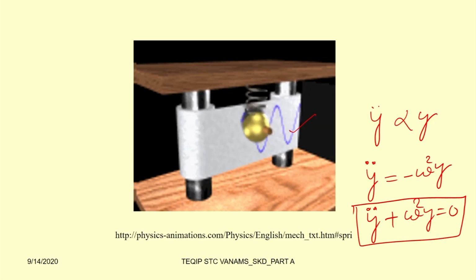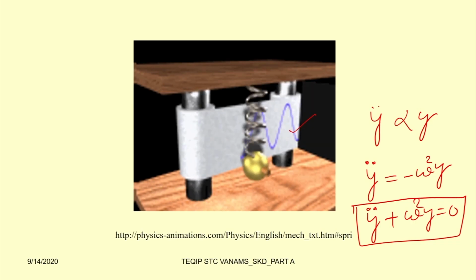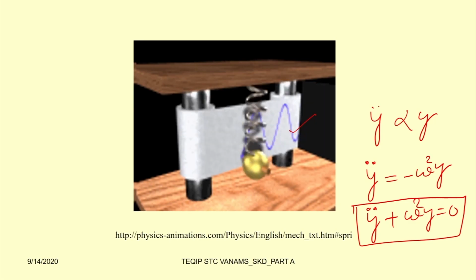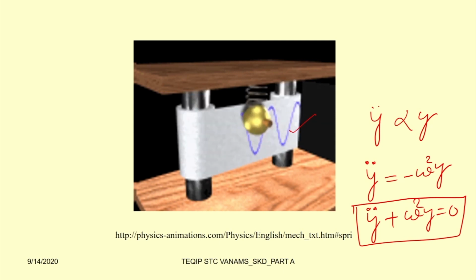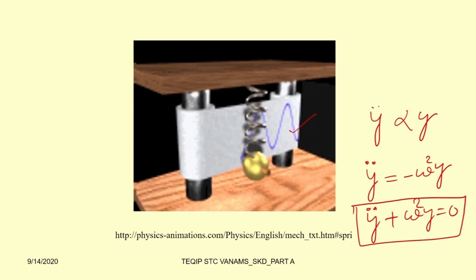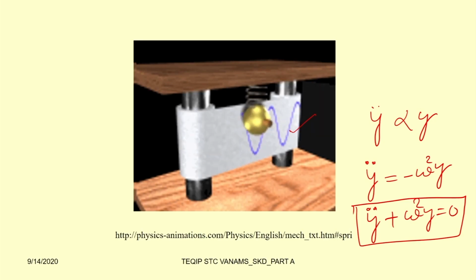If the spring is not a linear spring, then the response no longer will be a simple harmonic motion, and that is the study of this course. If the spring is not linear, then what is the equation of motion, and if we know the equation of motion, then how to solve that equation of motion. This is the thing we are going to study in this course.